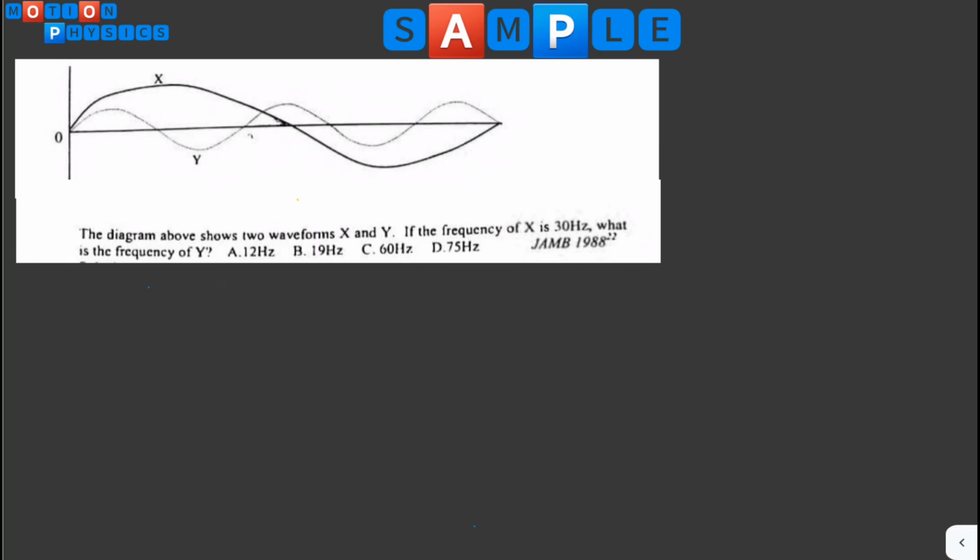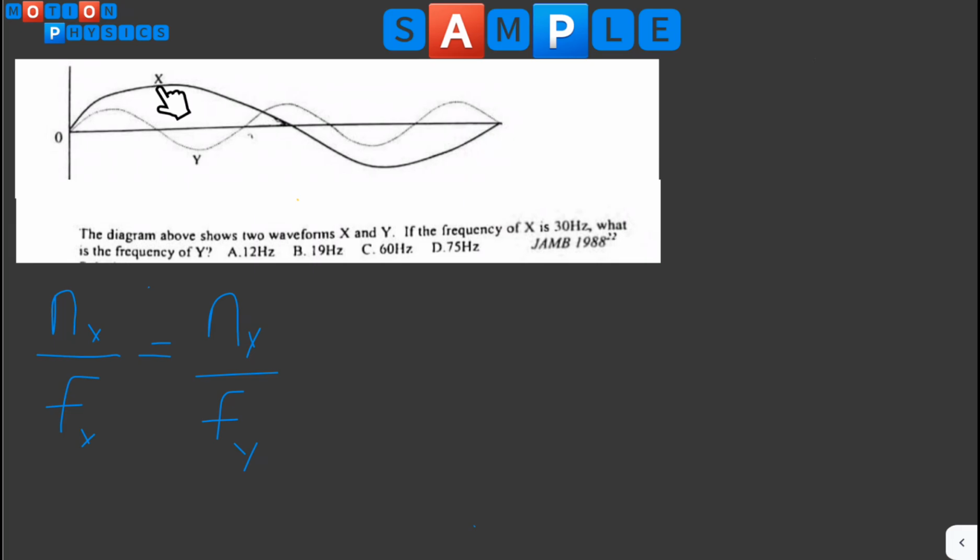Now, what I would want to share with you is just a direct way to solve this. You say the number of wavelengths of x over the frequency of x equals the number of wavelengths of y over the frequency of y. So we have it like this.